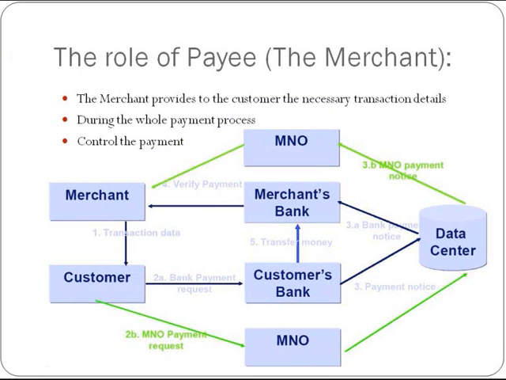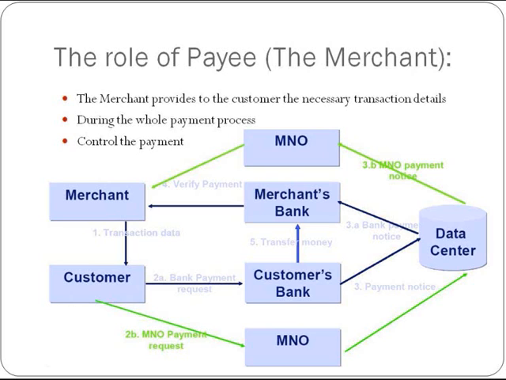Now I'm going to talk about the first main component of the mobile payment system, which is the merchant. The merchant provides the customer with the necessary transaction details, which include certain static and dynamic elements that define the merchant and the individual transaction.